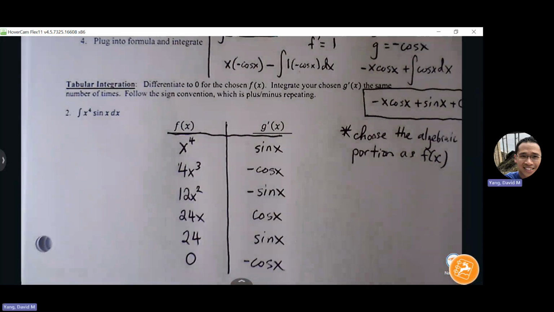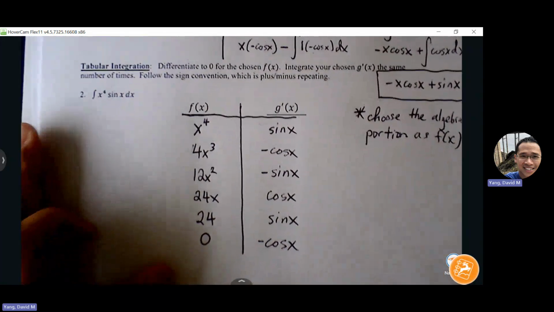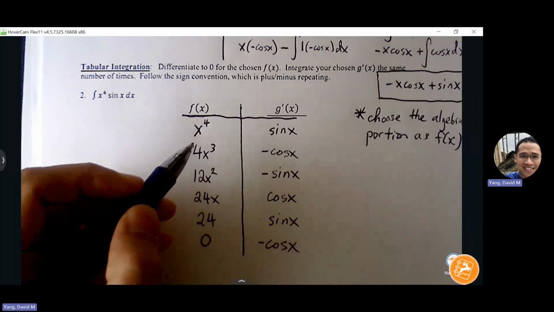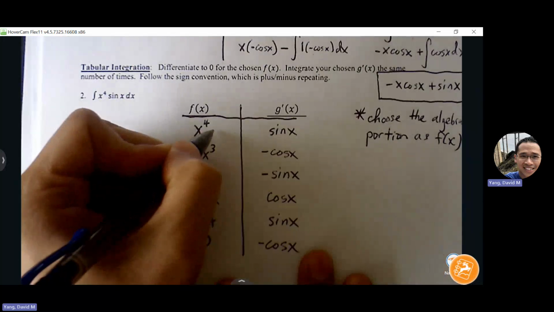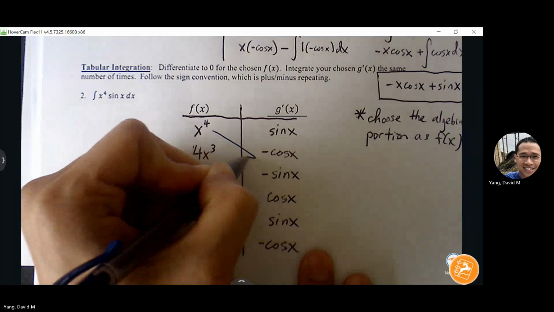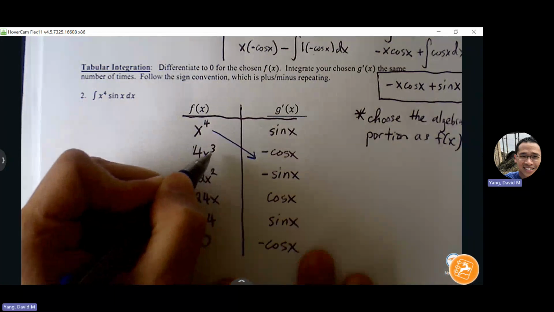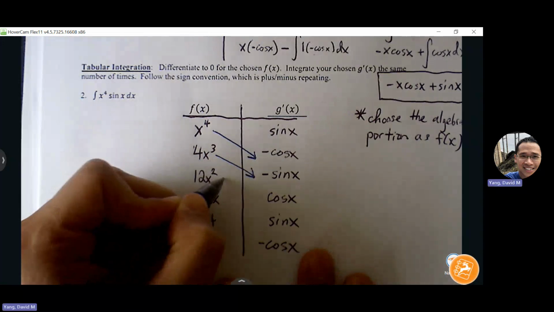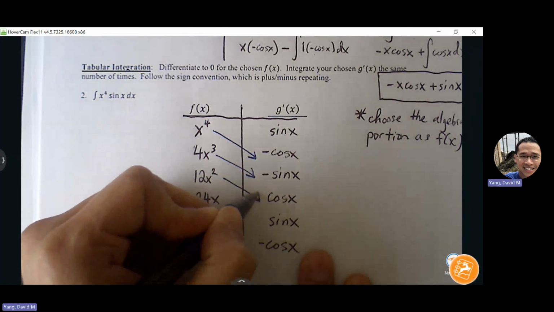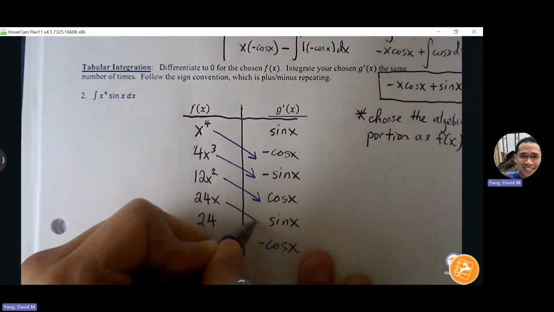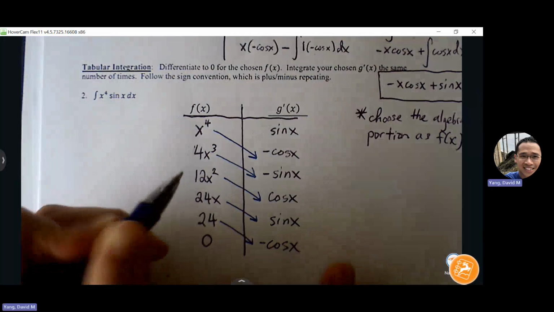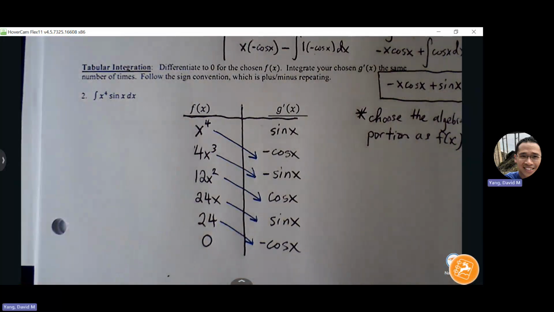Now, we're going to be pairing up the left and the right column, but there's a very specific way you're going to pair them. You're going to pair them in terms of multiplication. You're going to pair them diagonally. So the x to the fourth is going to get multiplied with the negative cosine. The 4x cubed is going to go with the negative sine. 12x squared is with the cosine. 24x is with the sine. And 24 is with negative cosine. And then you're just going to add all those products together.